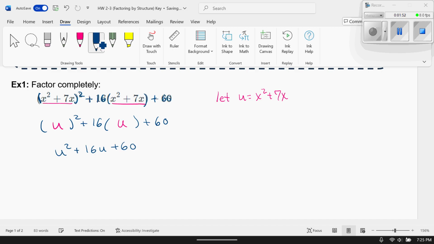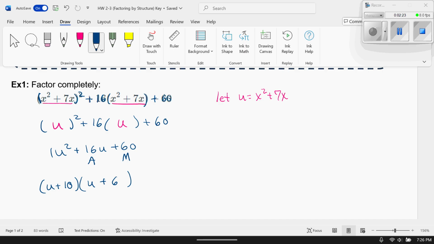This is a trinomial with a leading coefficient of 1. So I'm going to use the AM method. And I'm going to set up two parentheses with U in both. And I want two numbers that multiply to 60 and add to 16. Those two numbers are 10 and 6, right? Because 10 times 6 is 60, 10 plus 6 is 16.